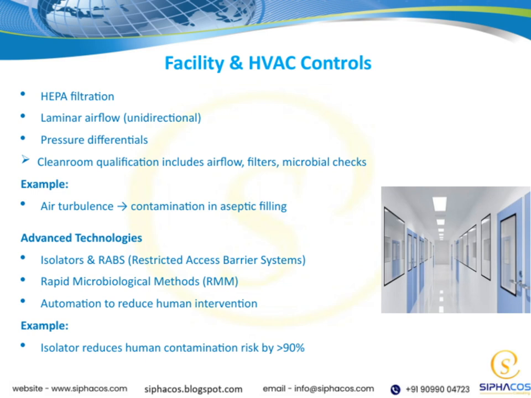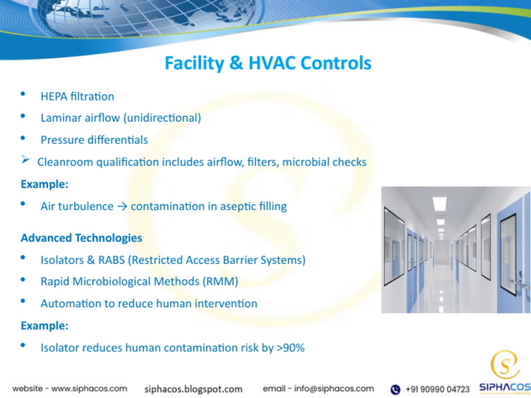Now, moving on to advanced technologies. Isolators and RABS, or restricted access barrier systems, are designed to create a physical barrier between the product and the environment, significantly reducing contamination risk. Rapid microbiological methods, or RMM, allow us to get microbial test results faster, speeding up quality assessments.